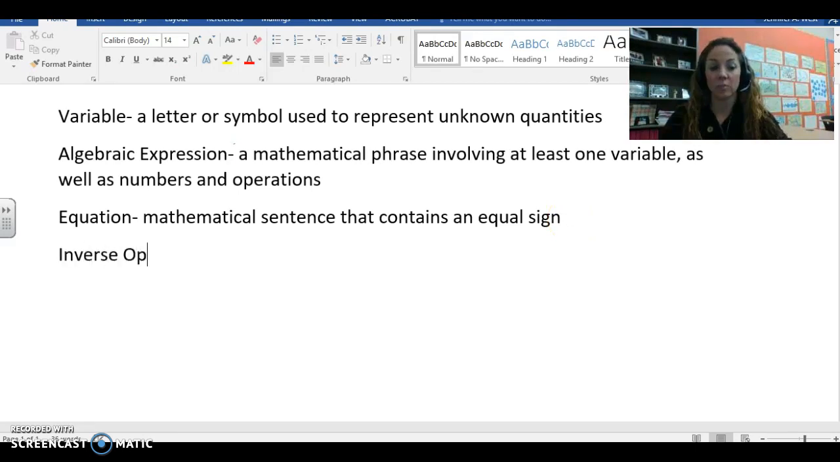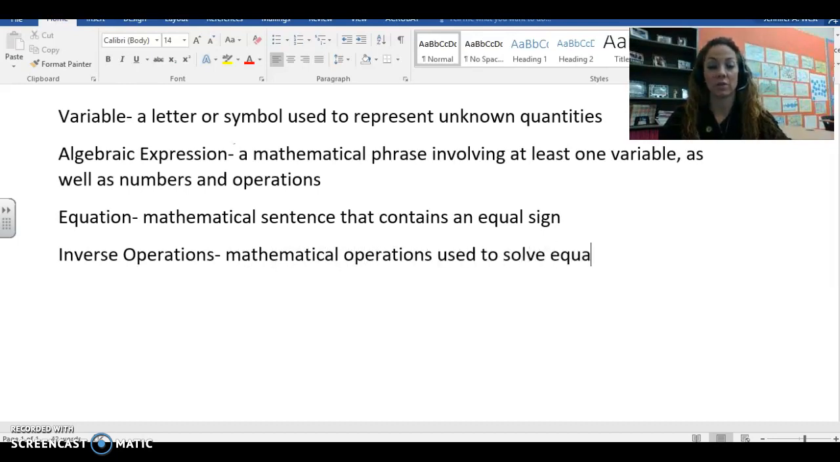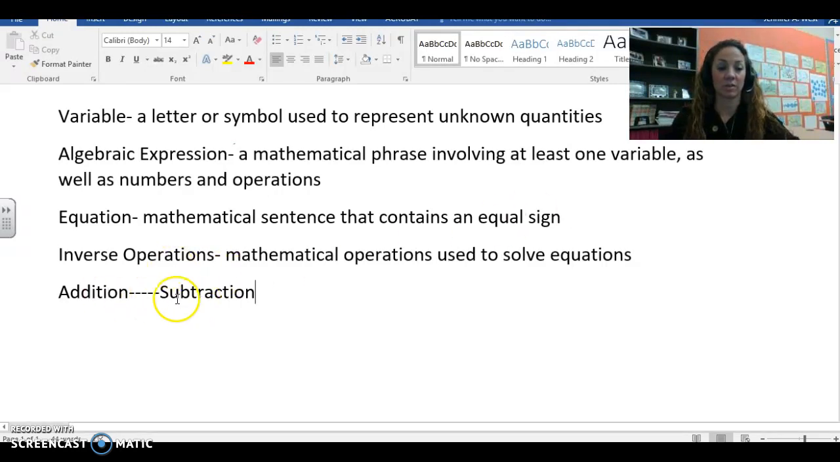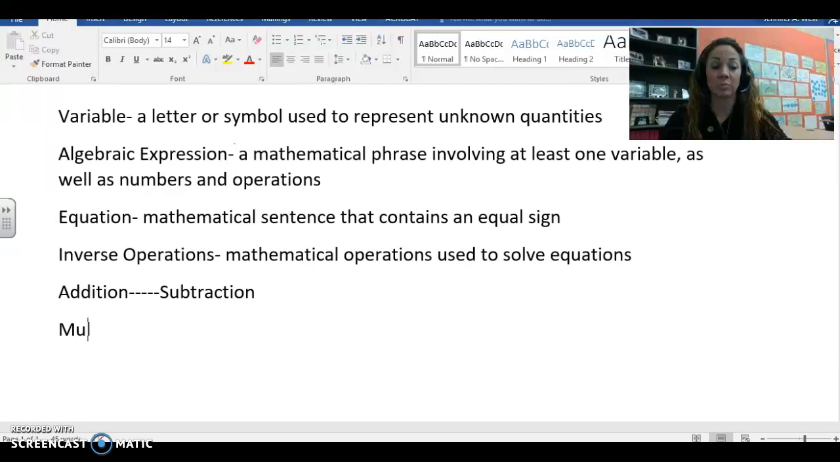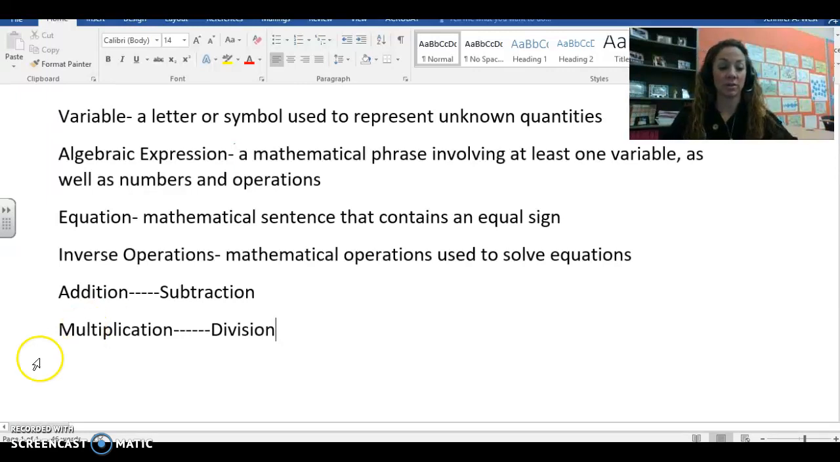And then your last one is inverse operations. All right, inverse operations are mathematical operations used to solve equations. So, addition and subtraction, those are opposites of each other, but those are inverse operations, basically because they're opposites. And we use them to solve the different equations we have. Multiplication has an opposite of division, and those are our inverse operations.